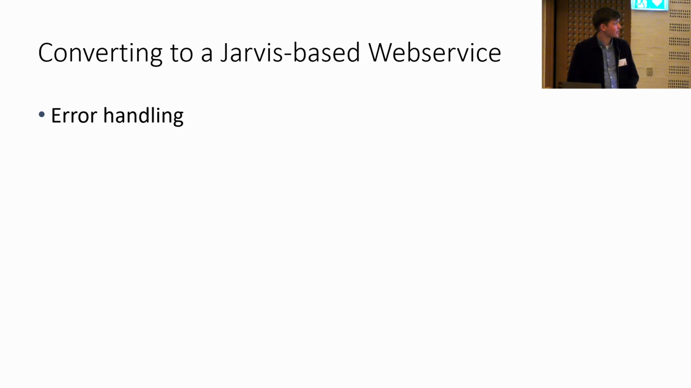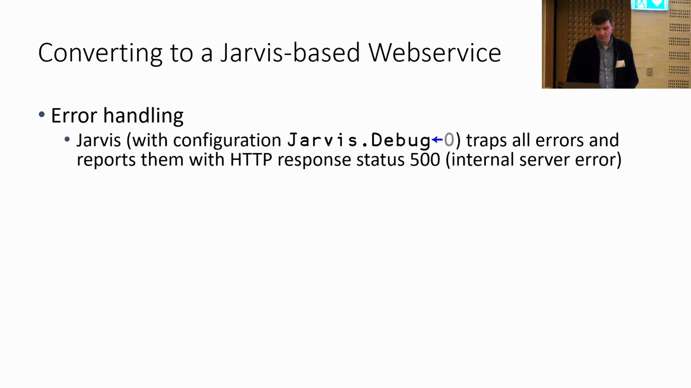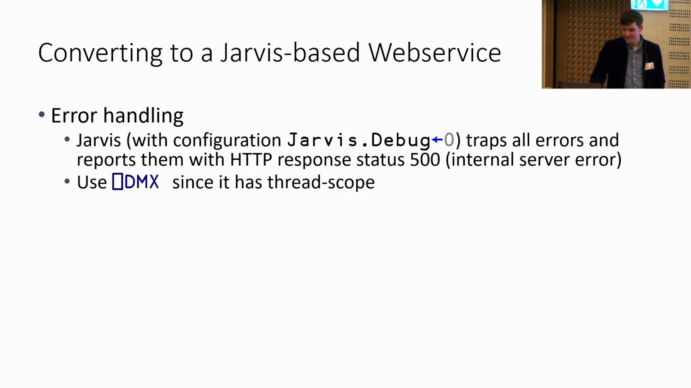Then another thing one has to look at is the error handling. Of course, you don't have to be worried about actually crashing your whole web service just because of an untrapped error, because Jarvis will handle that for you and return them as internal server error with HTTP status code 500. But I guess the best practices for error handling still apply, whatever you believe that is.